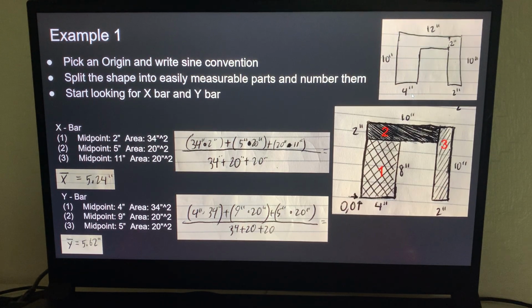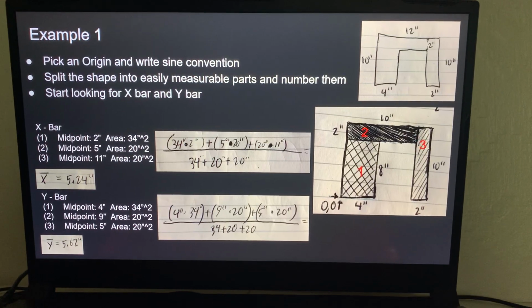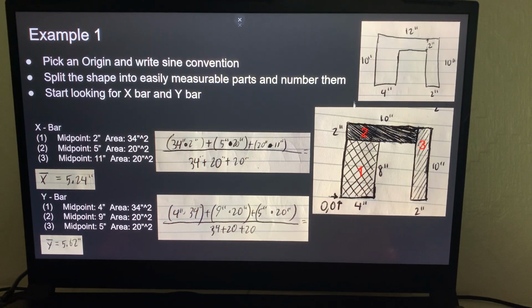So example 1. This shape in the top right here is the one we need to find the centroid of. First things first, we need to pick an origin and write our sign convention. Just write a sign convention for every problem we do in this class. Just stay consistent with it. And I'm going to pick the bottom left corner of this shape as our origin, since that lines up with my coordinate system. We're going to split the shape into easily measurable parts and then number them. So I split it into 3 rectangles, a 4x8, a 2x10, another 2x10, and I labeled them 1, 2, 3.